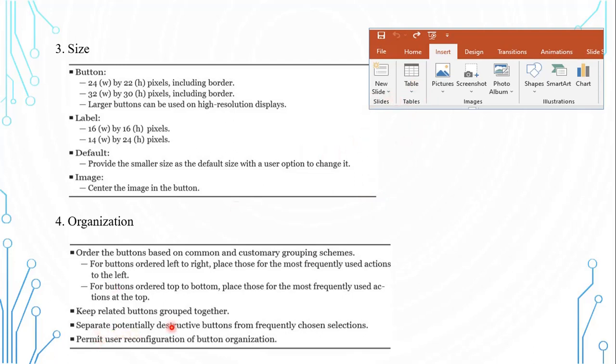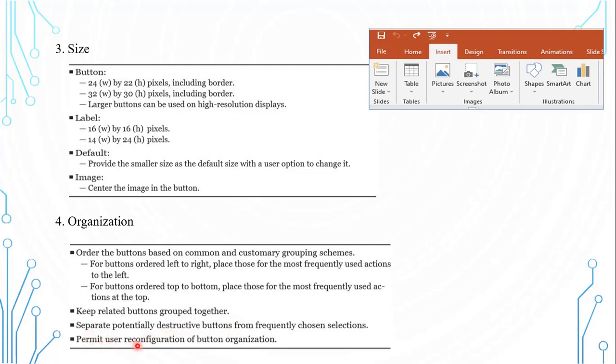And next we have: separate potentially destructive buttons from the frequently chosen selections. So what are destructive buttons? Like closing the window. Certain buttons close the window or minimize the window. These have to be placed to the right portion of the window or your screen. These are destructive buttons. You have to place them in a different location, so they are not placed between the frequently used buttons. You should place the destructive buttons away from the frequently used actions or buttons.